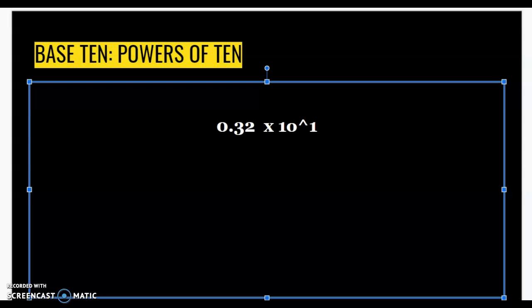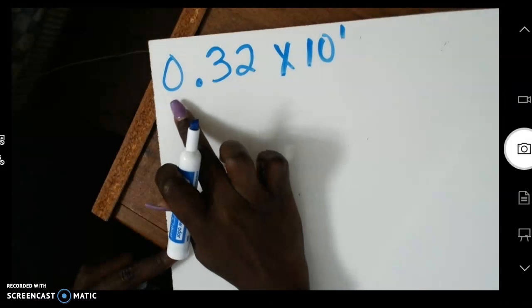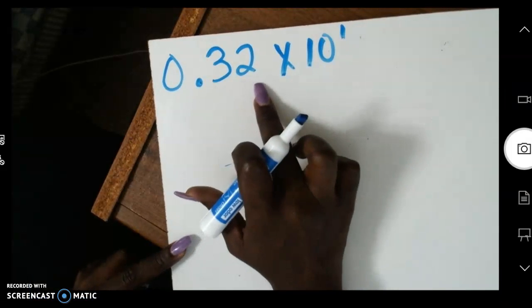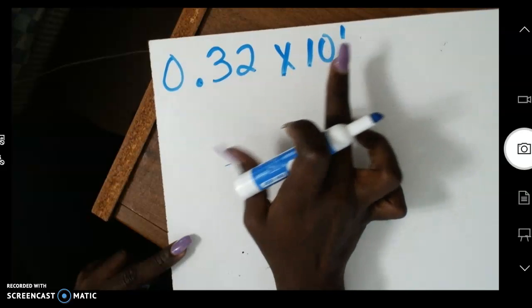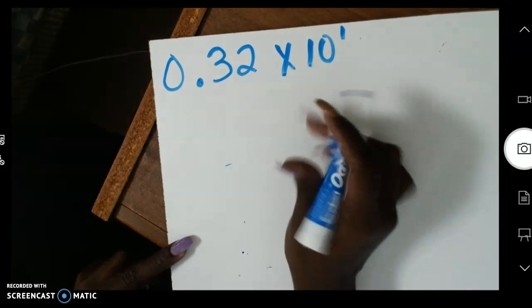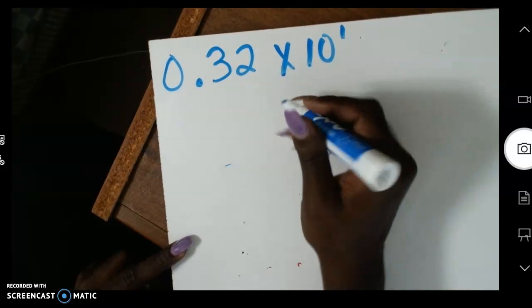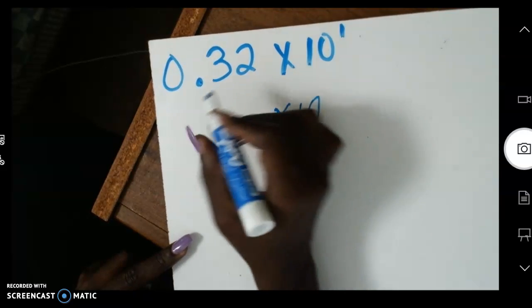Our example is 0.32 raised to the 10th power. Raised to a power of 10. So another way we can say this is 0.32 or 32 hundredths times 10. Let's look at this example more closely. Okay, here's our problem: 0.32 times 10 to the first power. Recall that 10 to the first power is the same thing as saying times 10.